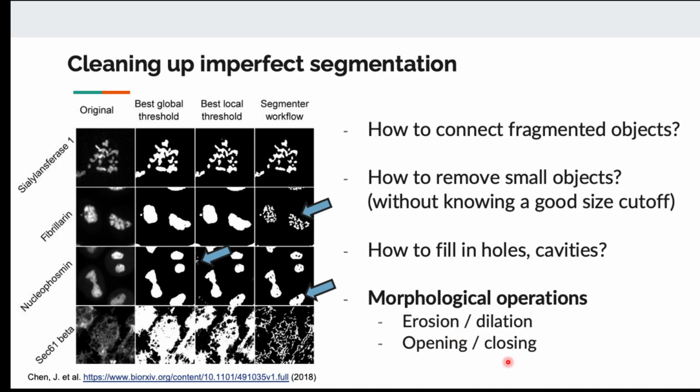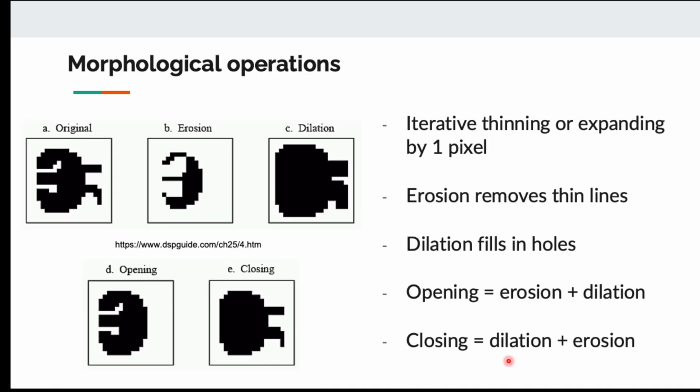So let's see what they are, using this image as an example. This is the original image. It has 2 features that we want to address. First, there are holes in this part. There are areas that are not fully black. And there are also small noises from this region, like tentacles, that we want to remove.